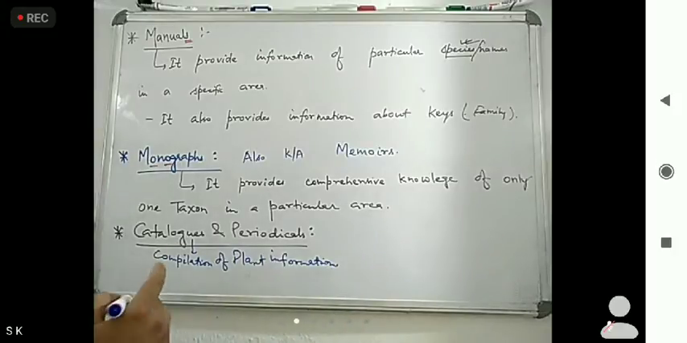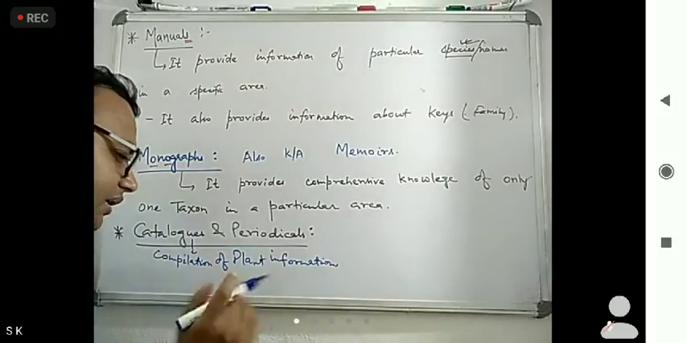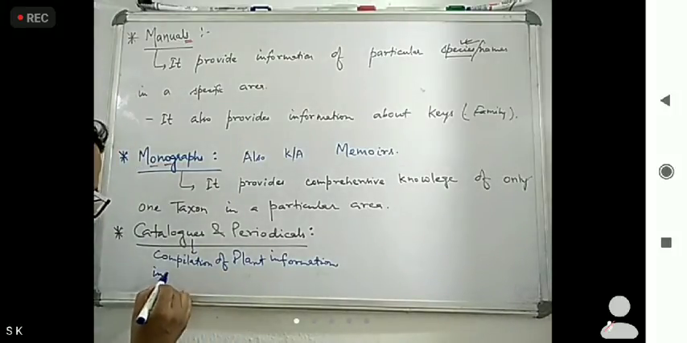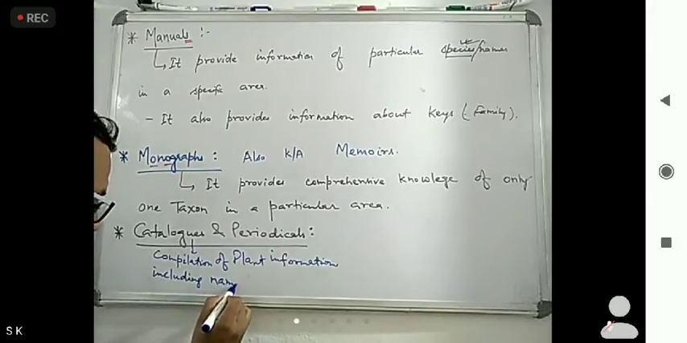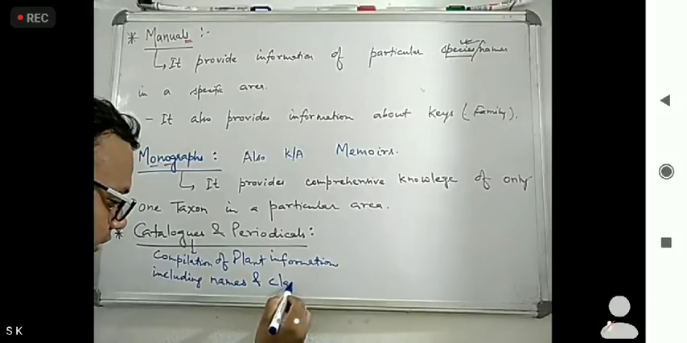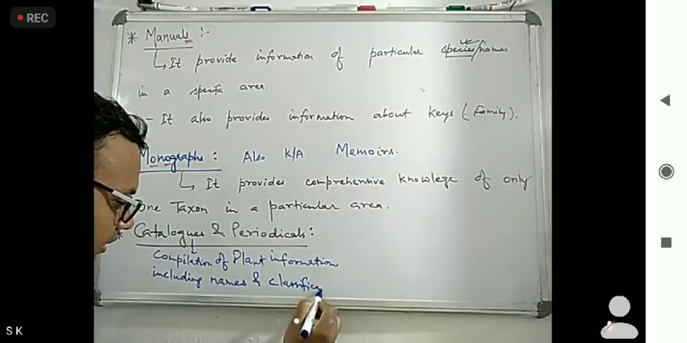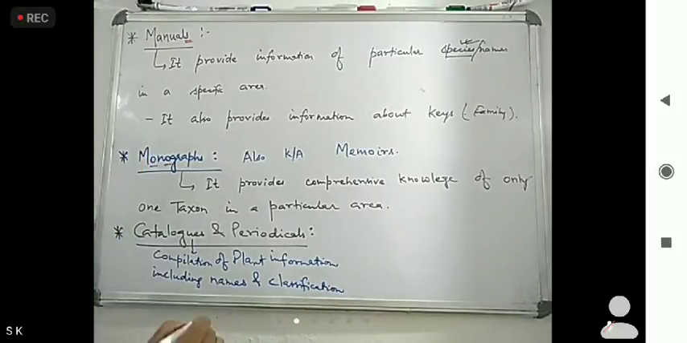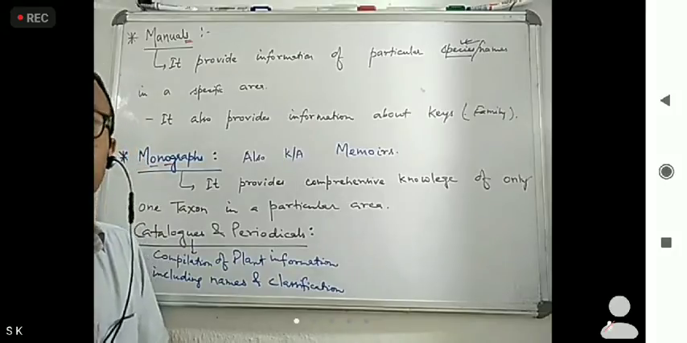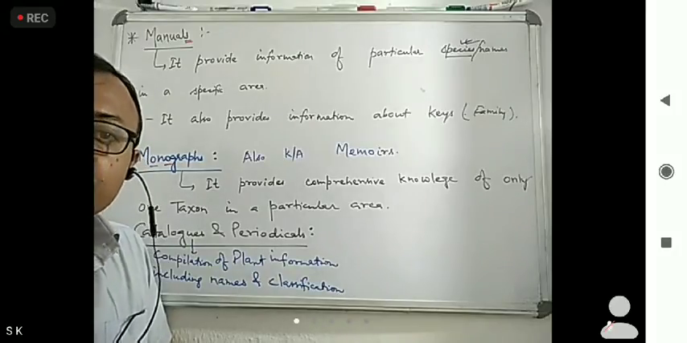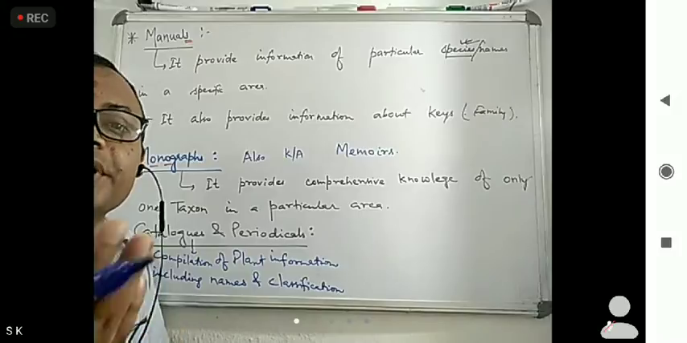Okay, catalogues are what? Compilation of plant information including names and classification. And periodicals are what? They provide information about new additions. What are the new additions there? For what purpose? For update information.